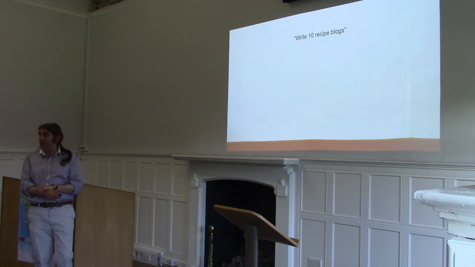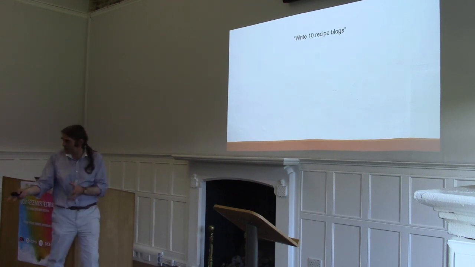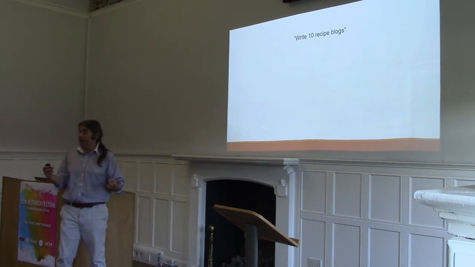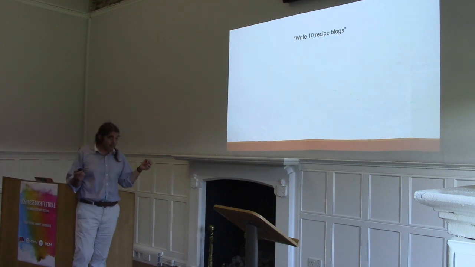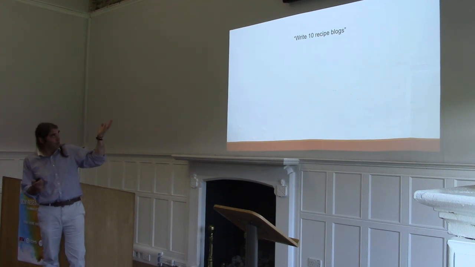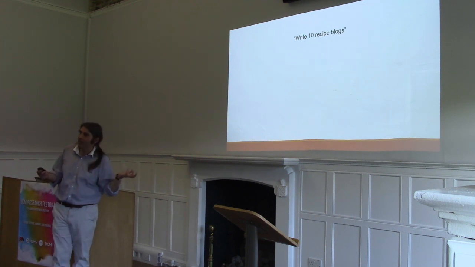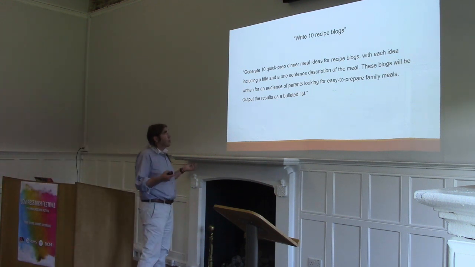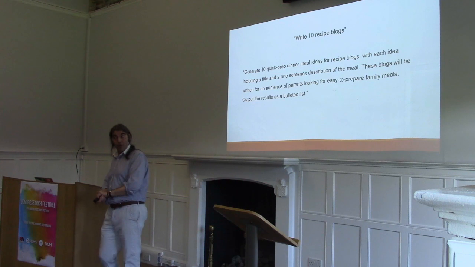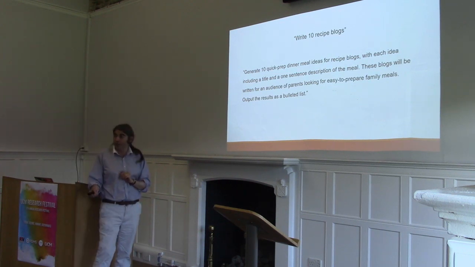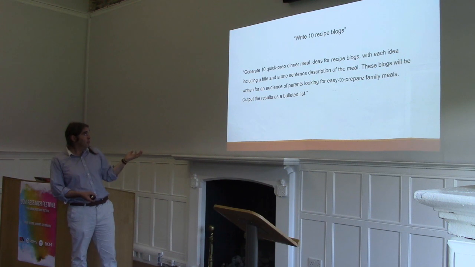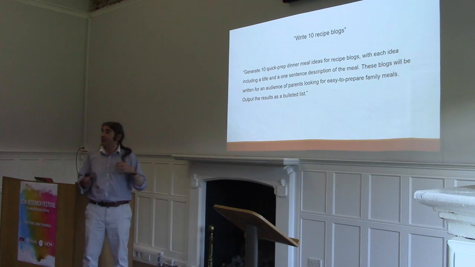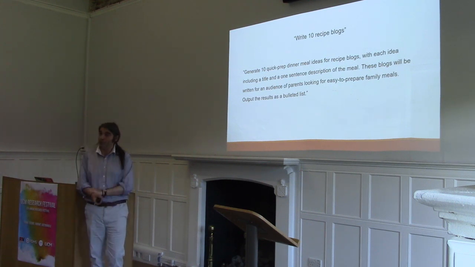Also think about how you ask it to do something. And I'm sure you've got a lot of experience of how to ask it to do particular things. It's called prompt engineering. It's quite a well-paid job, incidentally. And consider the difference between the first question here, write 10 recipe blogs, or the much more detailed question that you could put into it: generate 10 quick prep dinner meal ideas for recipe blogs, with each idea including a title and a one-sentence description. These blogs will be written for an audience of parents looking for easy to prepare family meals. Output the results as a bulleted list. So you've explained much more carefully what you wanted to do.